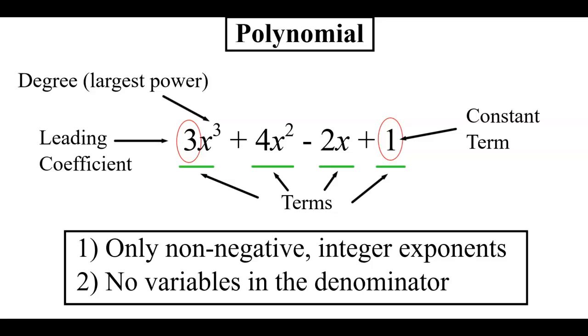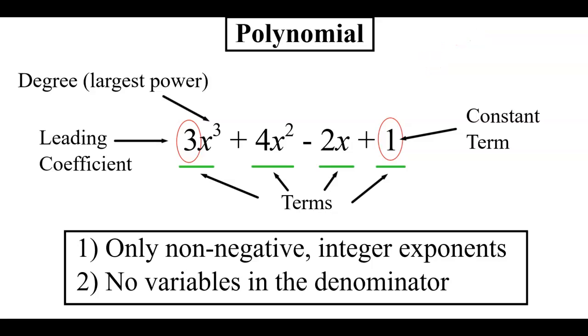But here's an example of a polynomial. I have 3x cubed plus 4x squared minus 2x plus 1. Okay, a polynomial is just a sum, meaning plus, or difference of monomials, or a monomial, okay? And a monomial just means one term. It cannot have negative exponents, and the exponents have to be integers, okay? So like x to the negative second, that would not be a polynomial, okay?